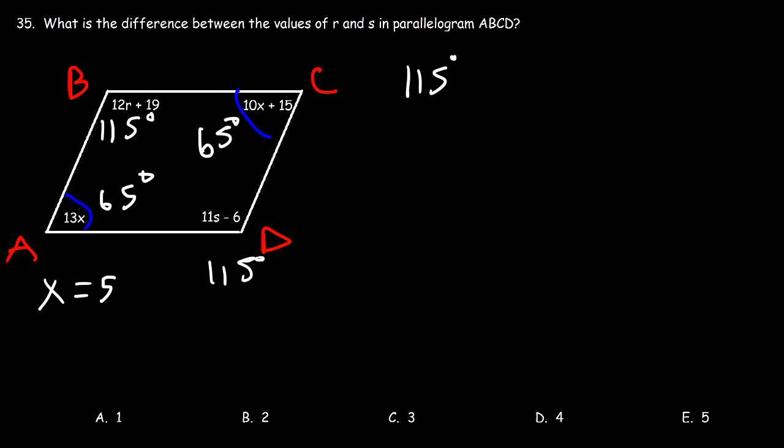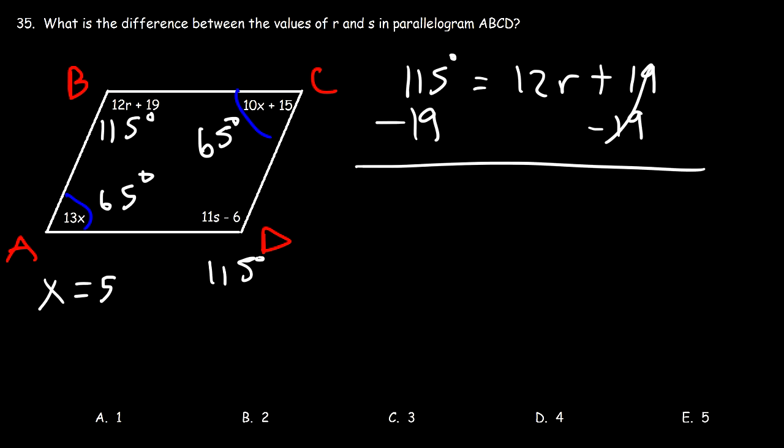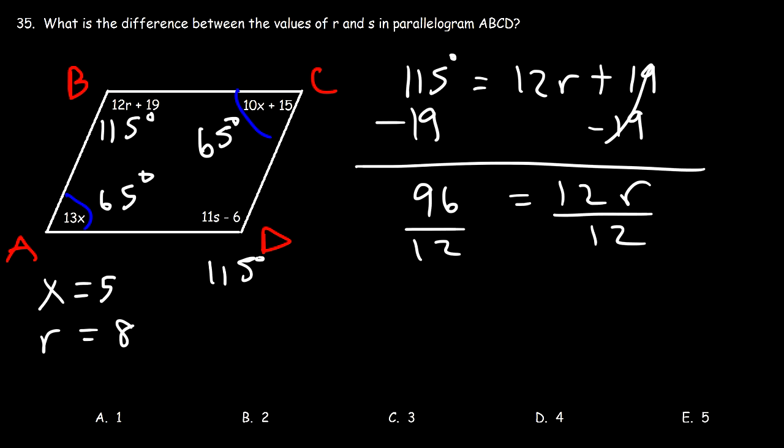So 115, which is angle B, is equal to 12R plus 19. So let's subtract both sides by 19. 115 minus 19 is 96, and that's equal to 12R. 96 divided by 12 is 8, so R is equal to 8.